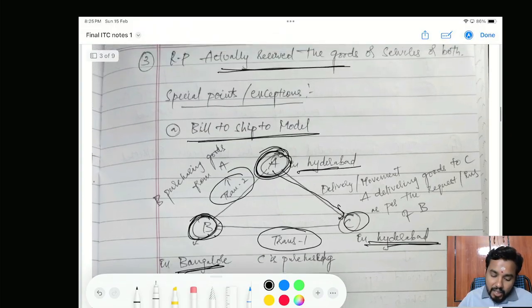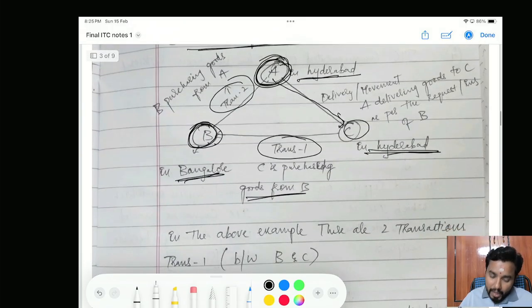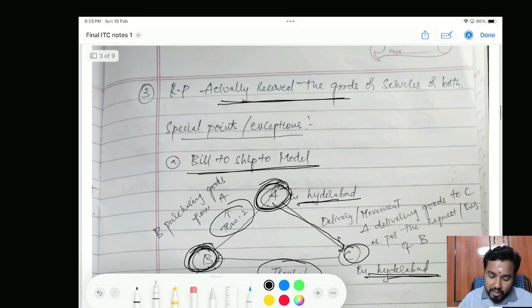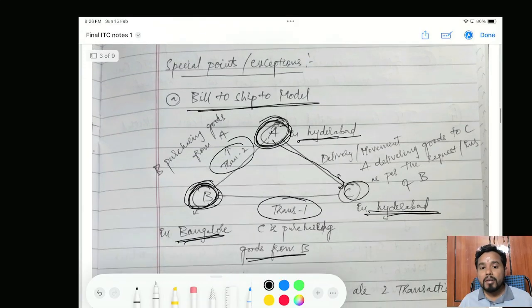But the third condition, what is it saying? Actually received. The registered person has actually received the goods. Now in my example, is B actually receiving the goods? No. B had asked A to send the goods to C. No, B had not received the goods. However, the exception in this point says that in case of the bill to ship to model, even though the recipient is not receiving the goods, the recipient is eligible to avail ITC, because it is a bill to ship to model.